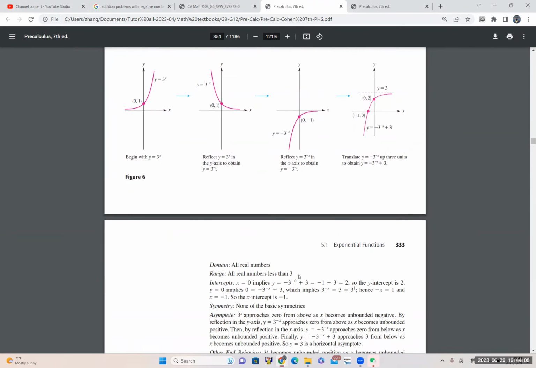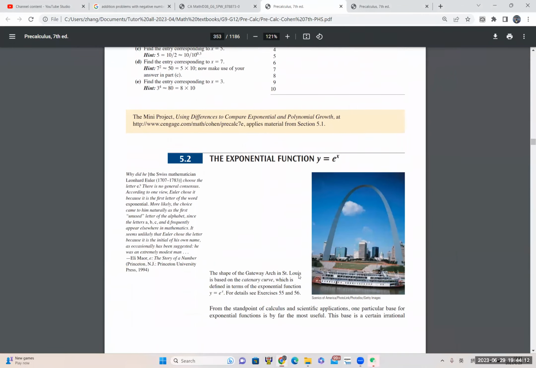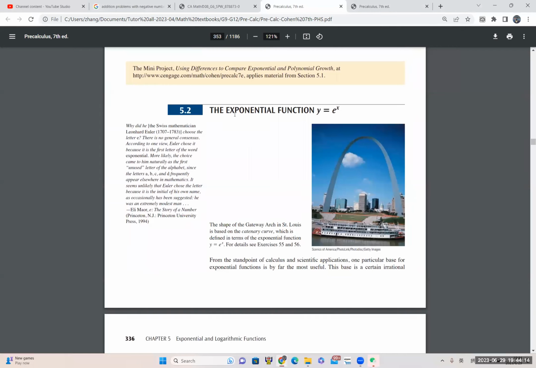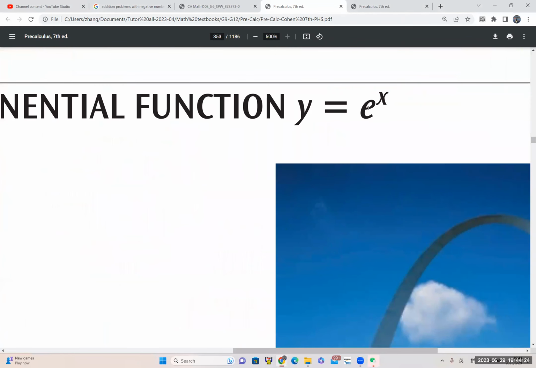Then for transformation, we will not go into the very detail. Then 5.2, the exponential function, especially for this base. What do we call this number? Euler's constant, the Euler's constant, correct?